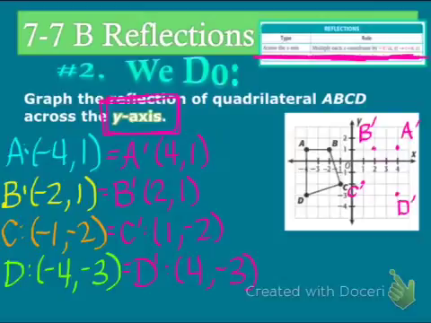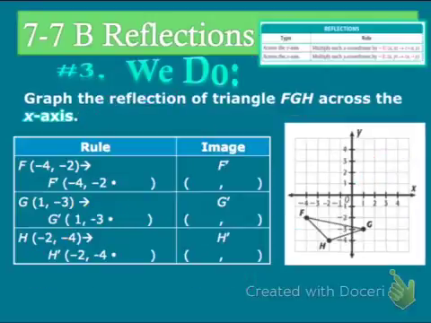And then we can just connect the dots and our picture will be finished. So when you look at these, they should look exactly like a mirror reflection if you were to set a mirror right there on that line. And the way you do that for a y-axis is by multiplying your x by -1. So now let's try one for an x-axis.